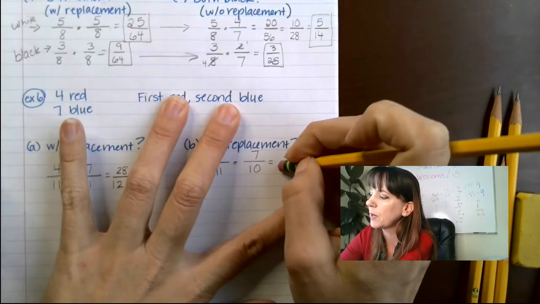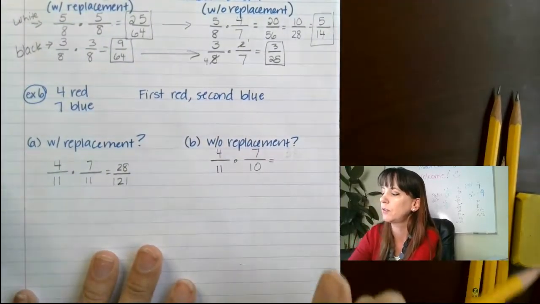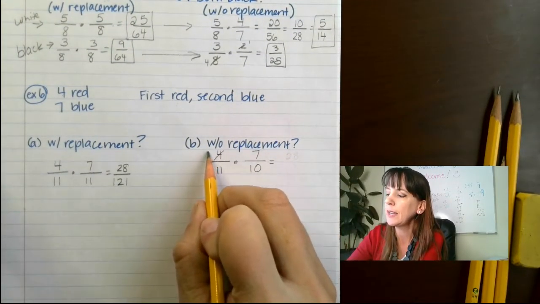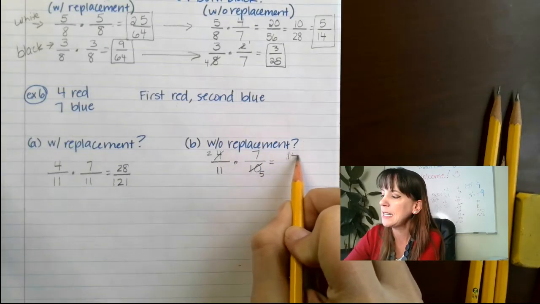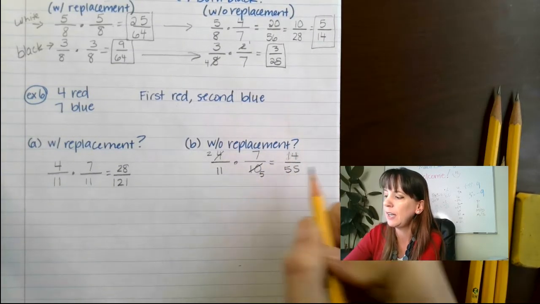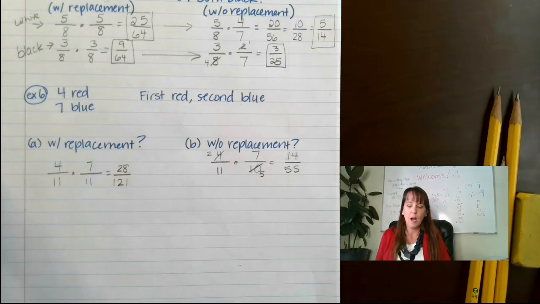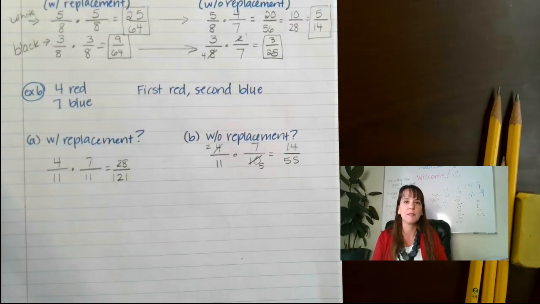Actually, again, I think it's easier if we cross cancel first. So divide this by 2, I get 2. Divide this by 2, I get 5. So we get 14 over 55. 14 over 55. Okay, guys, and that's what happens when you actually read the colors correctly.